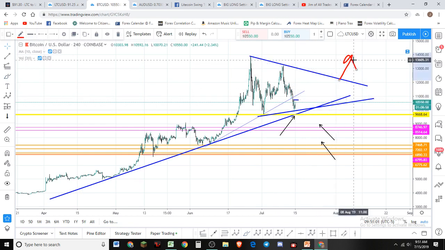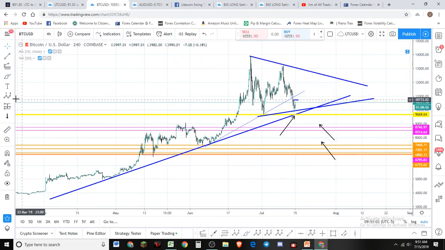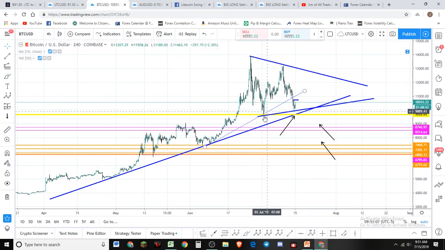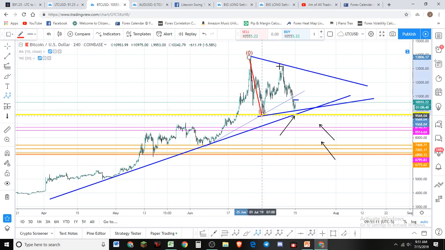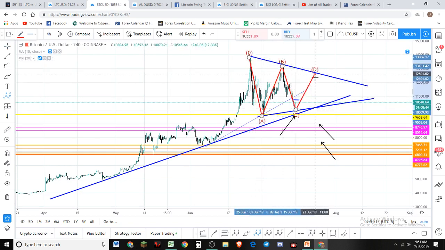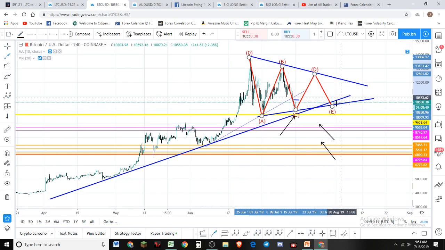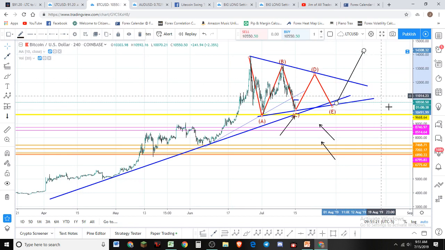So that's how triangles are formed. Let me just tell you about this. Let's try it again. A, B, C, D, E. And you know where we go from there, guys? We go boom, up like that.